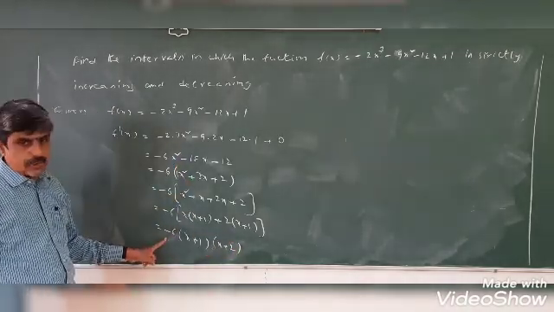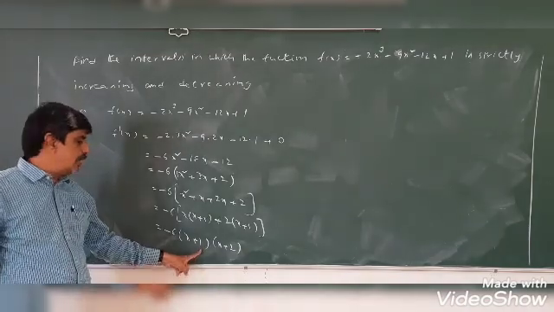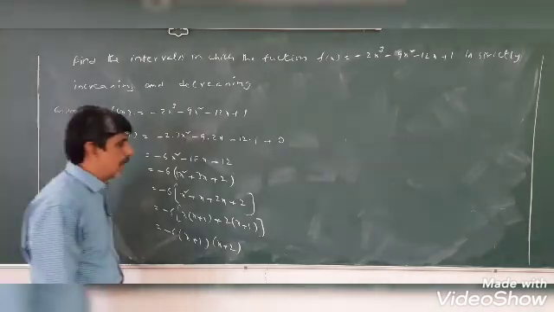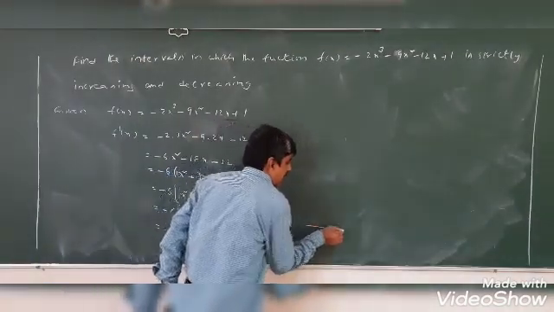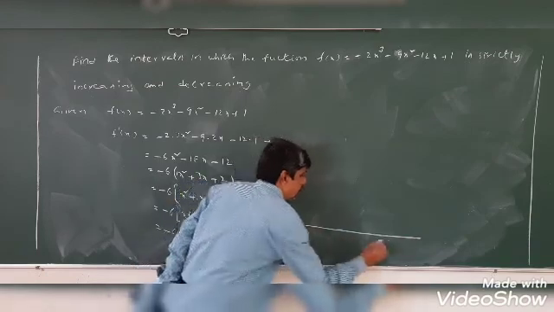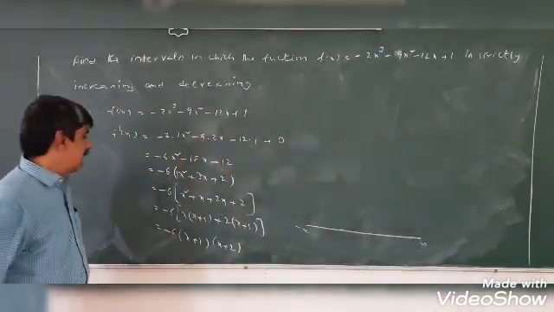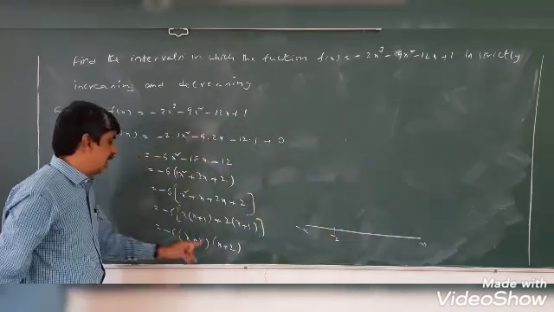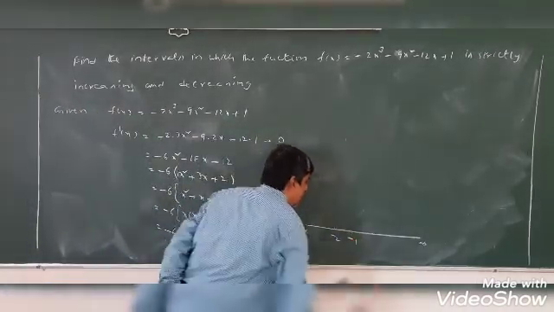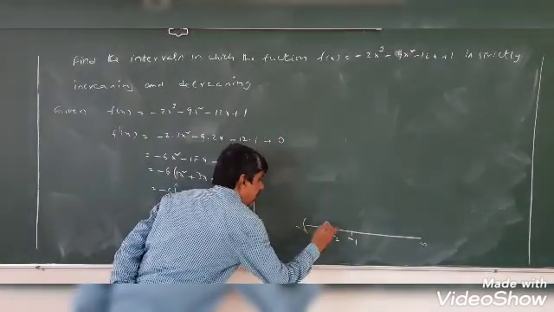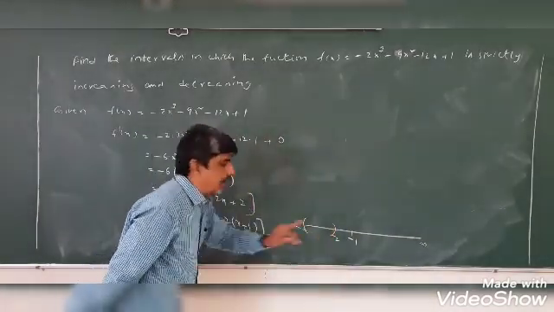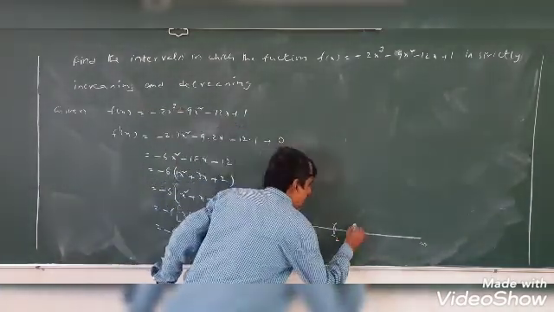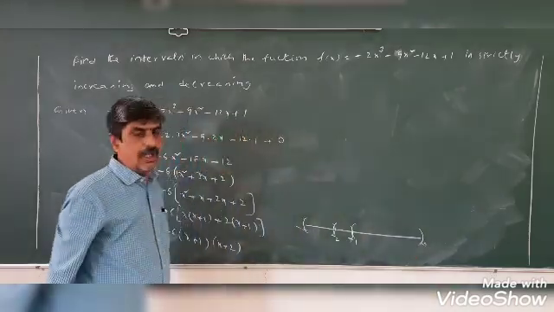Then minus 6 is never 0. Then x plus 1 is equal to 0 means x is equal to minus 1. x plus 2 is equal to 0 means x is equal to minus 2. Now the real number line from minus infinity to plus infinity splits. So we are getting the intervals: minus infinity to minus 2 is one interval, minus 2 to minus 1 is another interval, and one more interval is minus 1 to infinity.